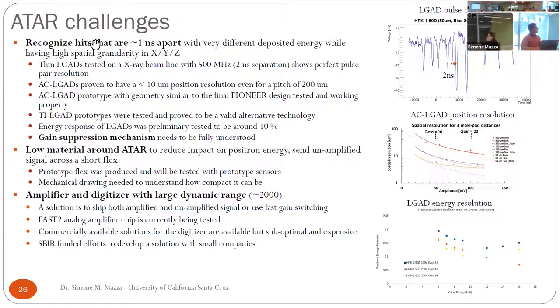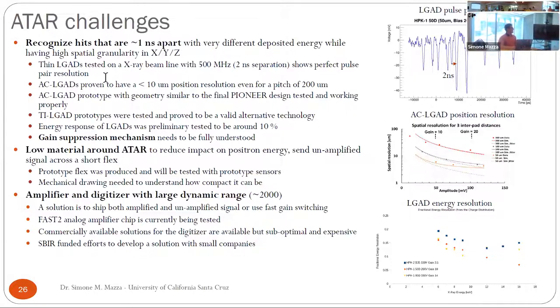Yeah, then in terms of challenges here, as I said, you want to recognize the hits that are sometimes 1 nanosecond apart with their very different deposited energy as well as a good spatial granularity. So this can be done with thin AC-LGAD. This train here is a train of X-rays taken at the SSRL facility. And you can see that you can easily separate one pulse from the next with a 2 nanosecond separation. So 1 nanosecond is pushing it a little bit, but you can still do it.